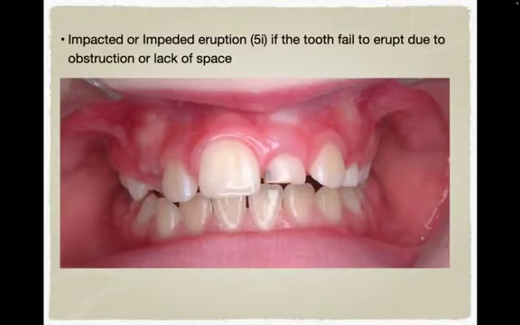So the tooth is called impacted or impeded in eruption if the tooth failed to erupt due to obstruction, dilaceration, or lack of space. That goes to a 5i. For example, if you look at the central incisor here, you can see that the right central is erupted, the left central incisor has not erupted yet, while the lateral is there. So now we can say that there is a change in the sequence of eruption. That means that there is something wrong with this central incisor.